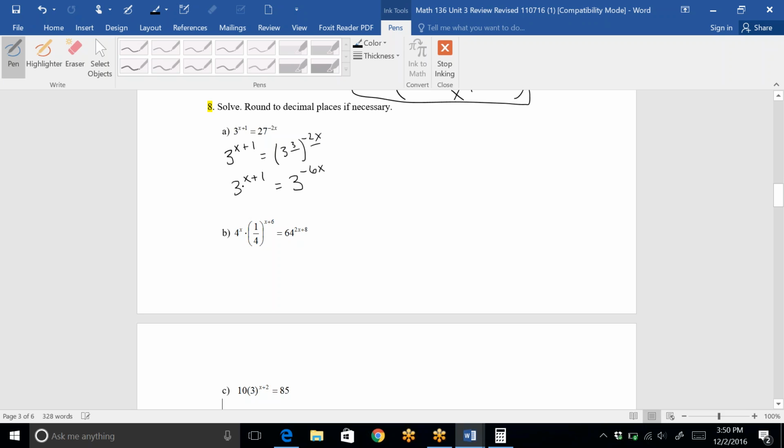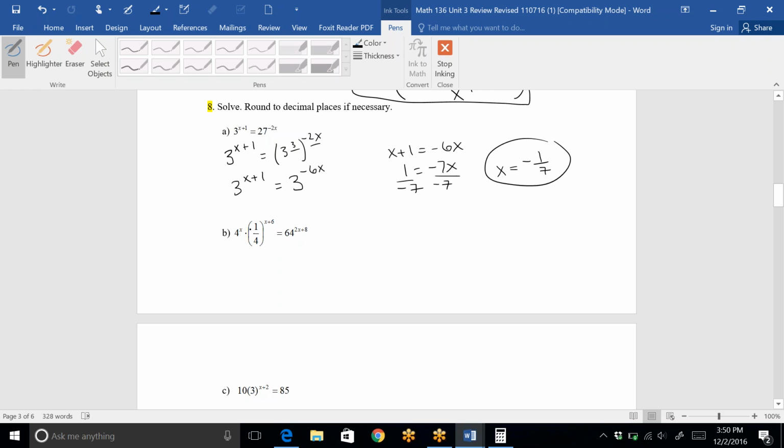And because the base is the same and we have one on each side, we can now set the powers equal to each other and solve. So I'd subtract that x over, divide by negative 7. So the answer to A part is negative 1/7.